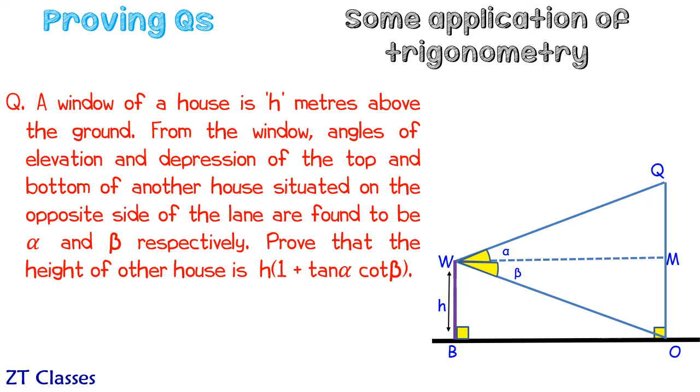But if you see, MO is the same as WB, so MO is also h meters. In one word, you have to find QM and then add h to it to get the height of the house. Let's see the solution.